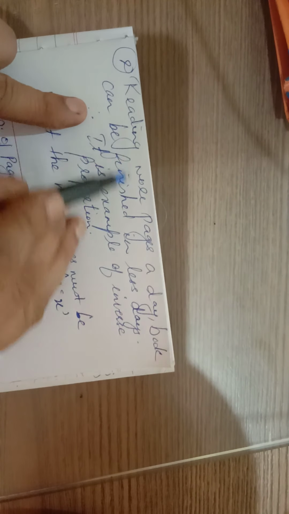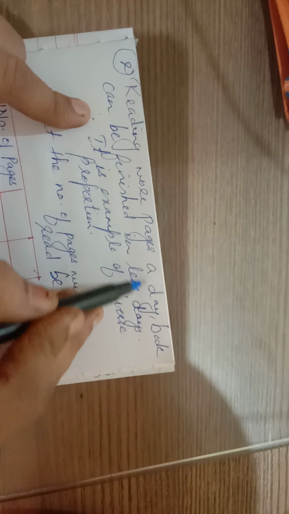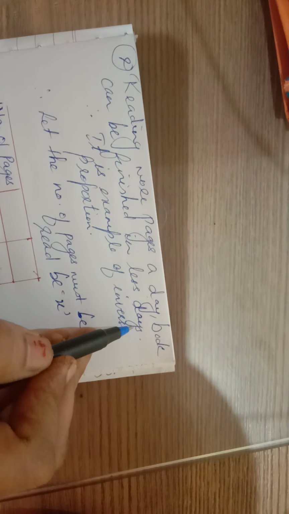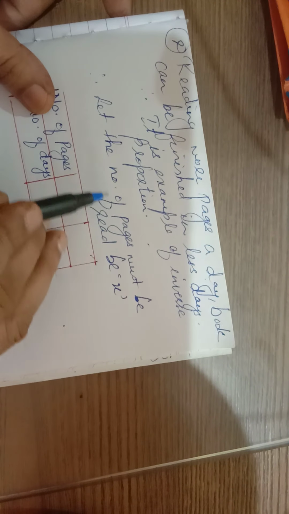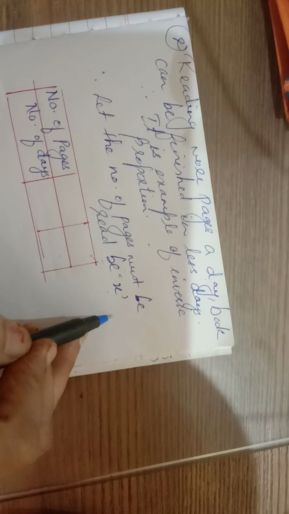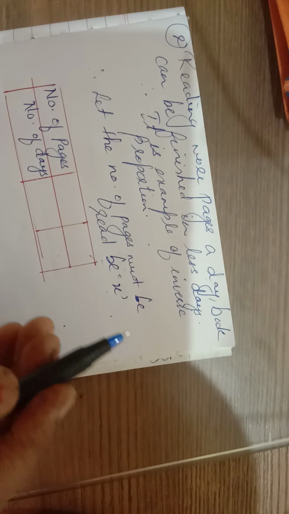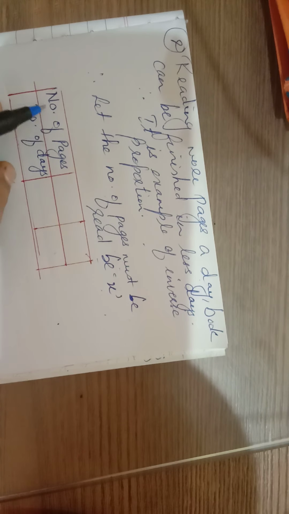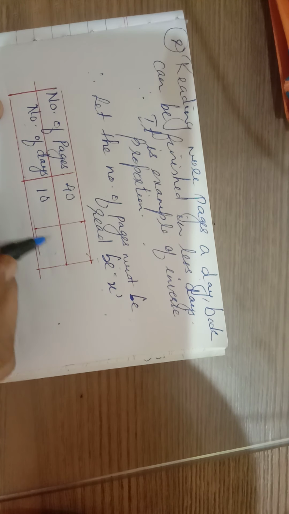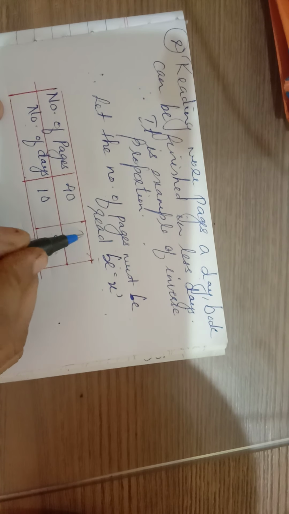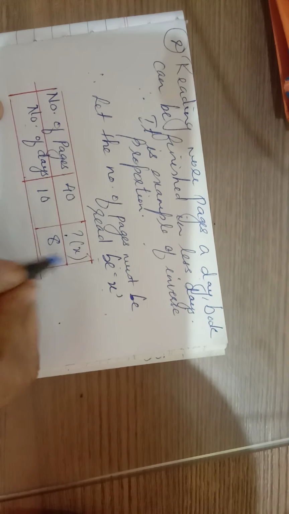Okay, so now let us start with the solution. Now see, children, if he is going to read more pages a day, then what will happen? The book can be finished in fewer days. Yes or no? Days will become less. It is an example of inverse proportion, as I had already said. Now the question is, let the number of pages to be read be x. We don't know how many pages he has to read, so let it be x. Now here we have made columns: number of pages, number of days. If he is reading 40 pages, he is taking 10 days. The question is, if he wants to complete in 8 days, what will be the number of pages? That we have already taken as x.